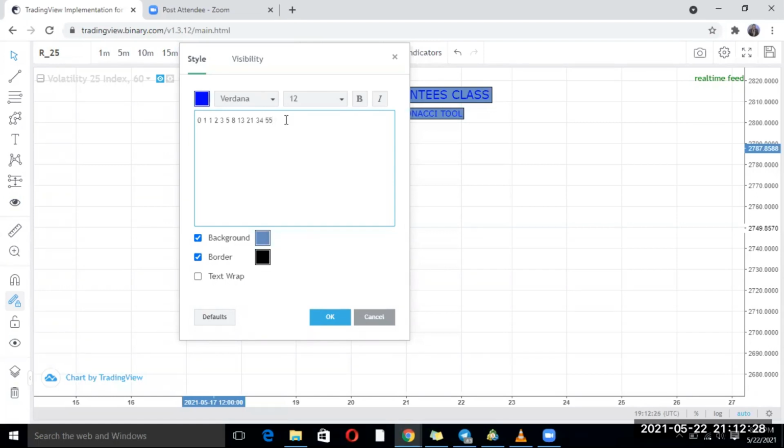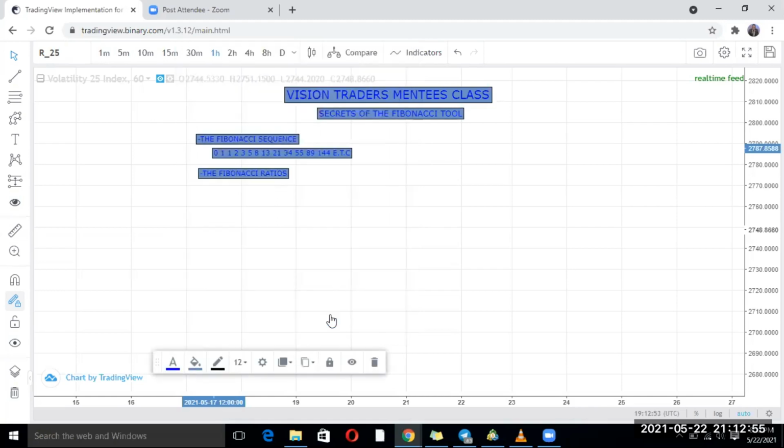Then 21 plus 34, that is 55. Okay, 34 plus 55, that will be 89. 55 plus 89, that is 144, and so on. Let's not start doing mathematics here. Okay, so that's our Fibonacci sequence.